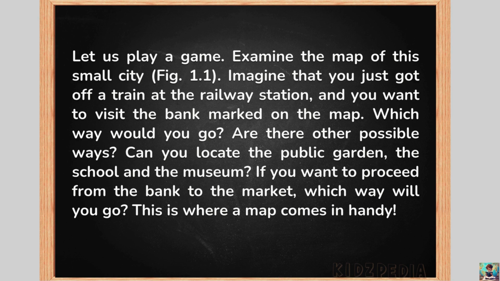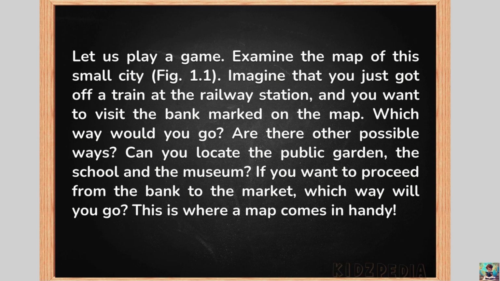Let us play a game. Examine the map of this small city, figure 1.1. Imagine that you just got off a train at the railway station and you want to visit the bank marked on the map. Which way would you go? Are there other possible ways? Can you locate the public garden, the school and the museum? If you want to proceed from the bank to the market, which way will you go?